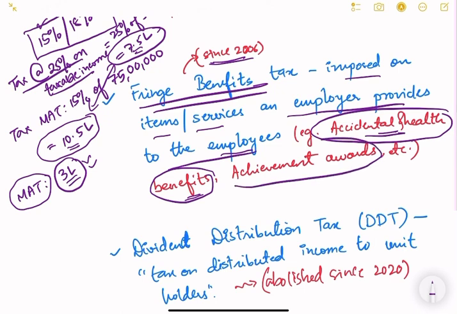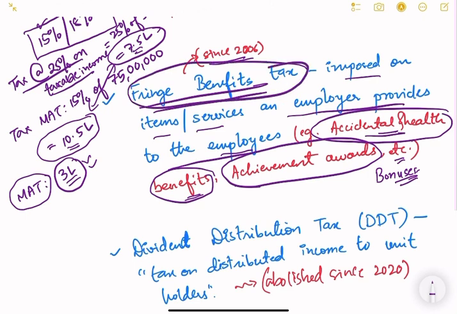Then there are certain achievement awards also, right? There are some kind of bonuses also, which are sometimes given to the employees. So the tax which is imposed on such different kinds of benefits is known as fringe benefits tax.